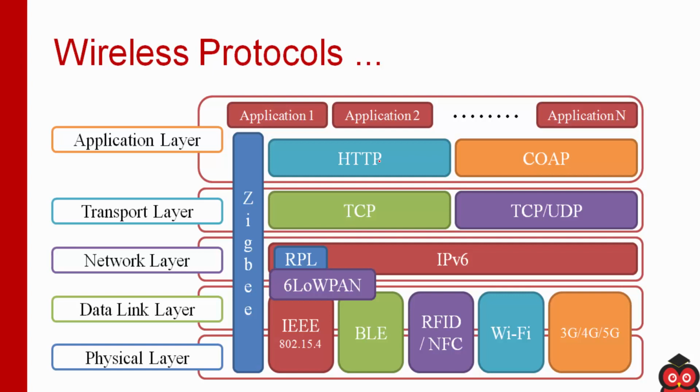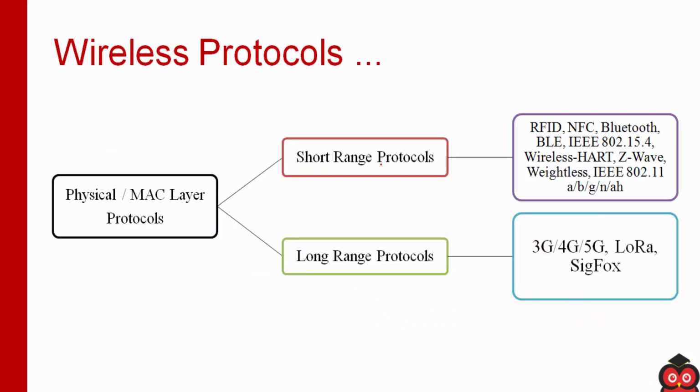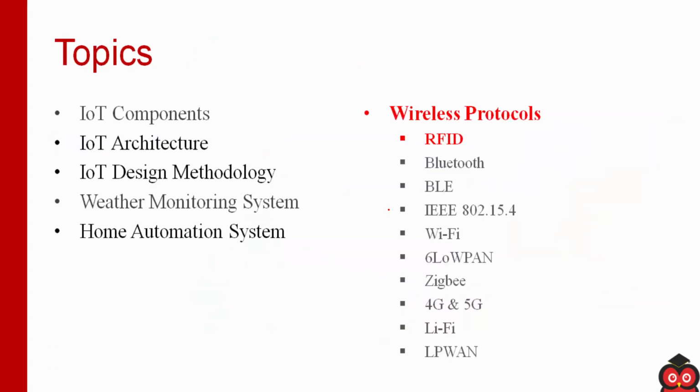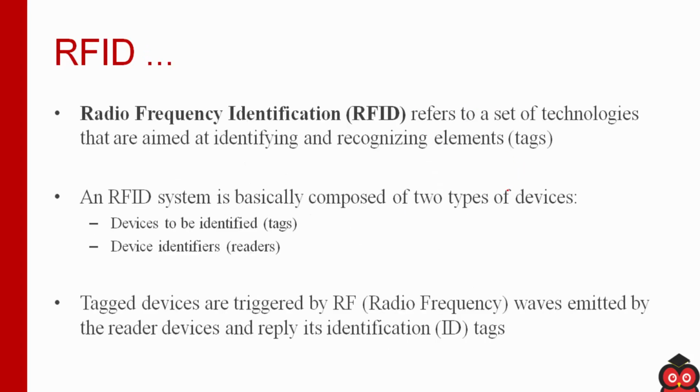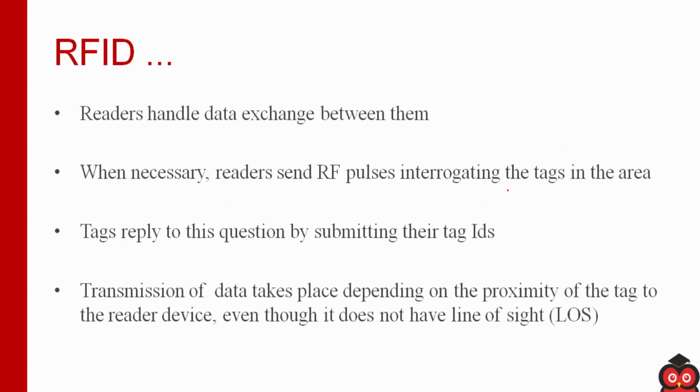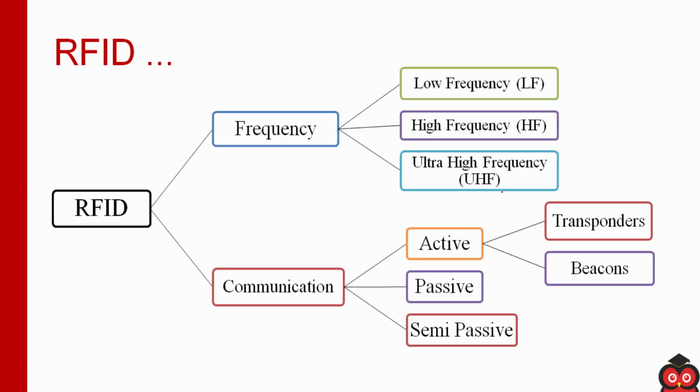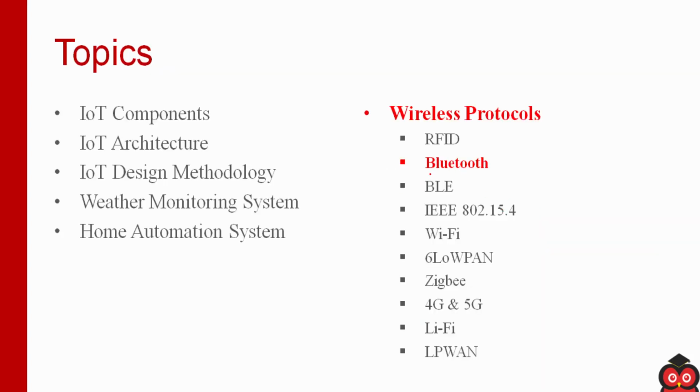Hello students. In the last class we were looking at wireless protocols. We have seen these things in the last session and we started with RFID, radio frequency identification. We have seen how the RFID technology works and these points, and finally this classification. Okay, and today we are going to look at Bluetooth.